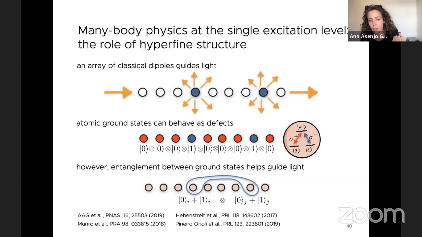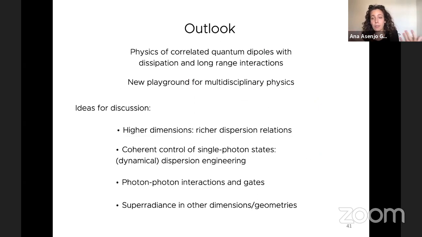So with this, very quickly, I just wanted to mention that there is another possibility for many body physics in arrays that doesn't involve multiple excitations, but that involves multiple ground states. And this physics is very complicated, and I'm happy to talk about it maybe during the questions. I can explain how this works. And with this, I have arrived at the outlook.